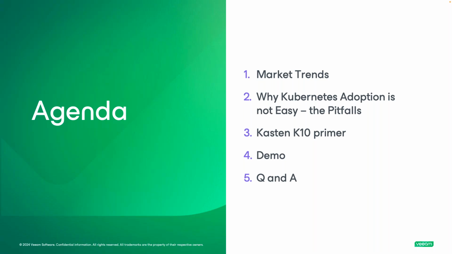So without further ado, let's have a quick look at the agenda which I'm going to cover for today's session. I will start with the Kubernetes market trend, and then I will also talk about why Kubernetes adoption is not easy. I will also share five pitfalls when you want to adopt Kubernetes. And of course, when we talk about Kubernetes, you also need to look into backup and recovery. So this is where Veeam comes into the picture. We have a product called Kasten K10. If time permits, I will show you some demo as well. And lastly, I will also review the questions that you raised.